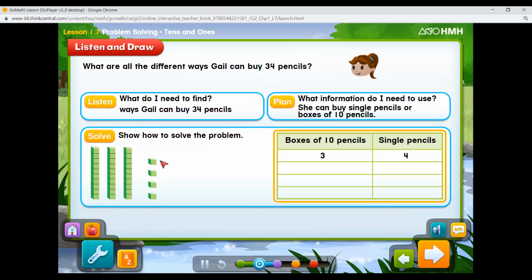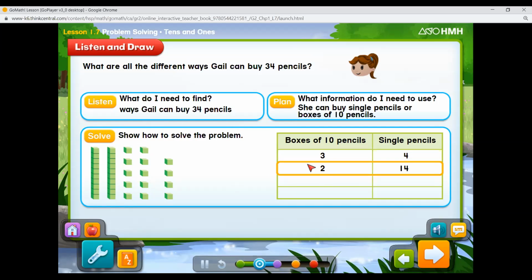We can use a table to record this first way Gail can buy 34 pencils. What is another way she can buy the pencils? Let's trade a tens block for 10 ones blocks. We now have 2 tens blocks and 14 ones blocks. How do you record this in the table? Gail can buy 2 boxes of pencils and 14 single pencils to buy 34 pencils.